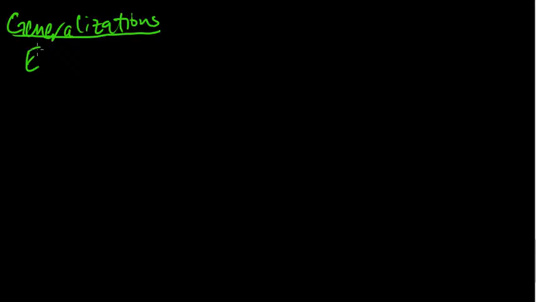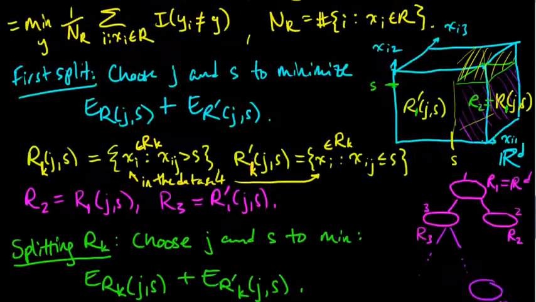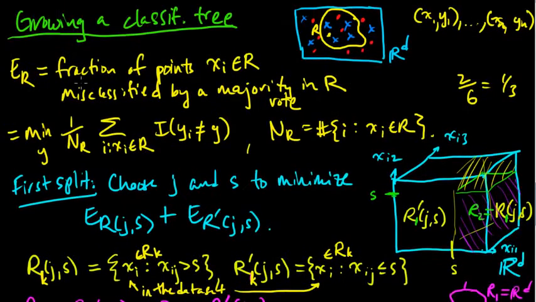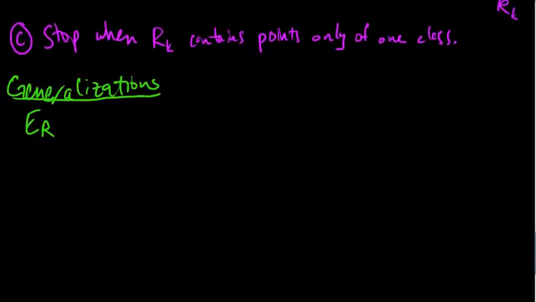Remember, we had this E sub r, which was the fraction of points in this region R, a subset of d-dimensional real space, that would be misclassified if we use a majority vote in that region. And we used this metric, E sub r, as our criteria for splitting. In this context, this is referred to as an impurity measure.